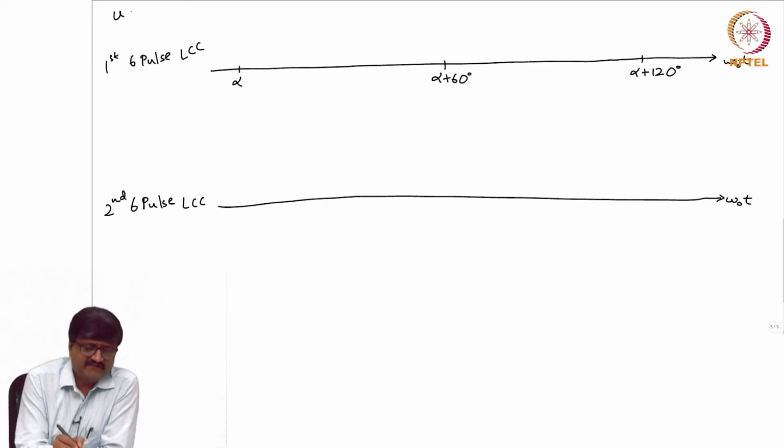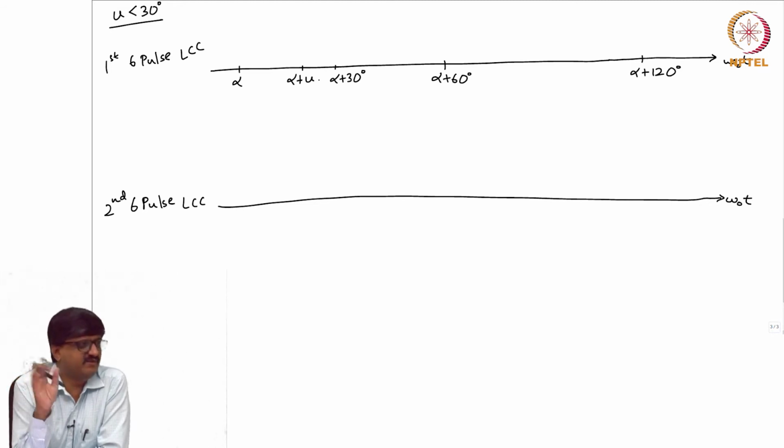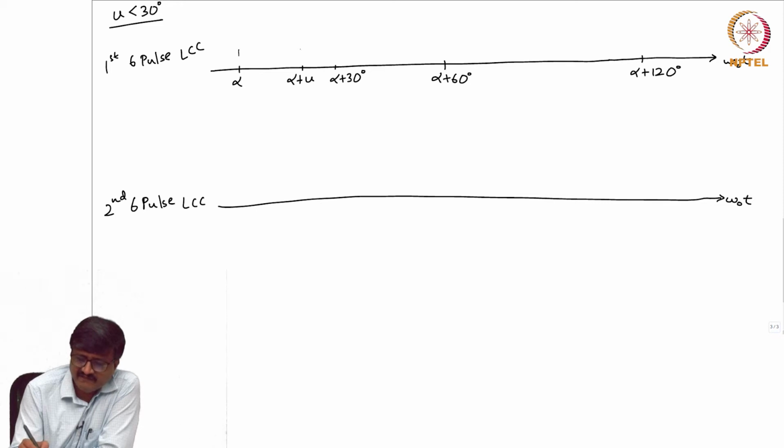Now, let us take the case u less than 30 degrees. Suppose this is alpha plus 30 degrees, and since u is less than 30 degrees, I show alpha plus u here. Alpha plus u is less than alpha plus 30 because u is less than 30. So, if I take alpha to alpha plus u, what are the valves that conduct?